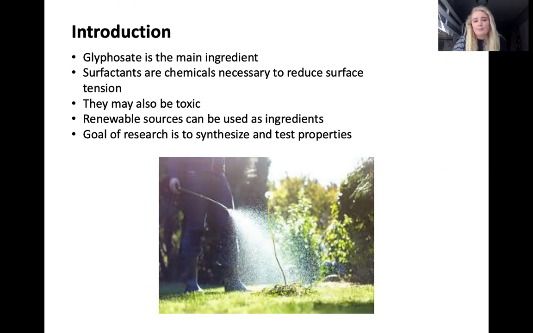However, glyphosate has been shown to not be carcinogenic or toxic. So now research is moving into the surfactants, wondering if they are causing the toxicity. Surfactants are chemicals that are needed in herbicides to help the dispersal of the liquid to get all across your lawn. And they do that by reducing the surface tension, and we'll get into that on the next slide. So the literature is suggesting that surfactants may be toxic to the environment.